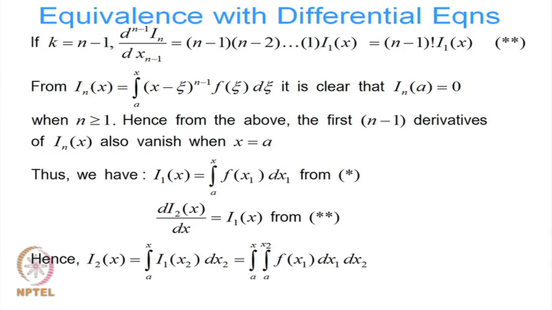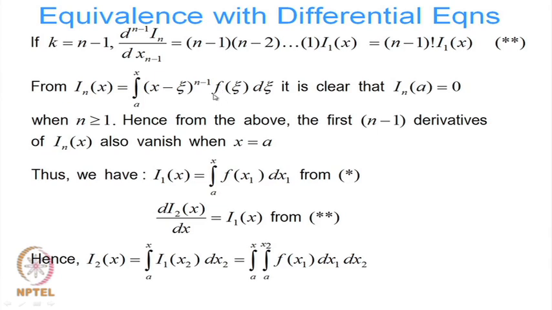So this integral In has this nice property that, by taking its derivatives, it can be expressed recursively. Now, from the definition of In of x, it is clear that at x equal to a, this is going to be 0 for all n greater than or equal to 1, as the integral limits become a and a, so it becomes 0.